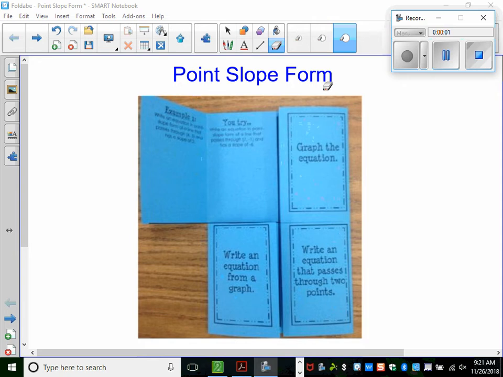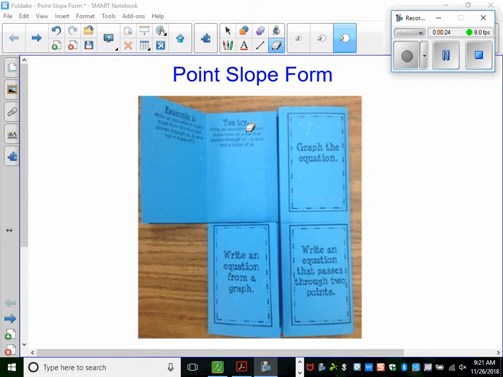Title is Point Slope Form. So if you want to fold it in, like you see here, you can definitely do that. Okay, or if you want to leave it flat out, that's totally up to you. If you're going to treat it like a foldable, you need to make sure that you glue it into your spiral so it doesn't get lost.